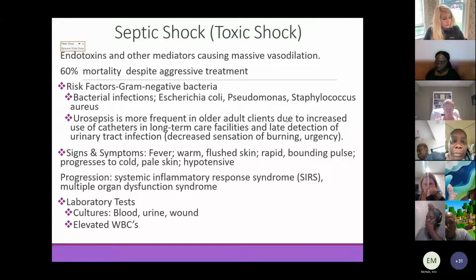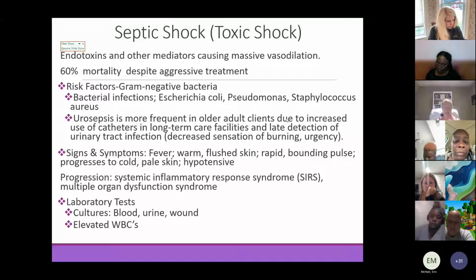All right, so septic shock, we also call it toxic shock. This is caused by endotoxins and other different things that cause massive vasodilation. Septic shock can be very challenging to treat, and it happens very, very quickly. Despite how aggressively we treat it, there's still a 60% mortality rate. So that's more than half the people. That's not really good numbers, in my opinion.